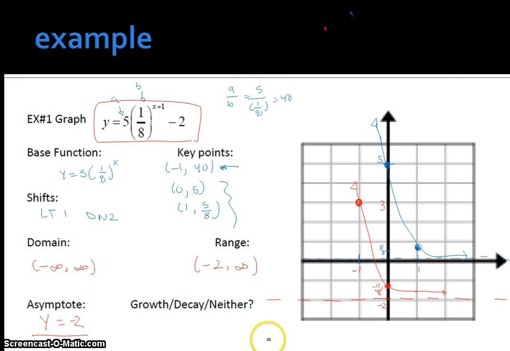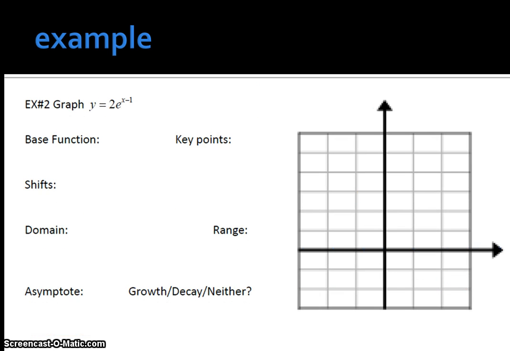And is this growth, decay, or neither? So for growth, decay, neither, you look at your a and b. So my a is bigger than 0. My b is bigger than 0 and less than 1. So that is decay. Okay, so decay always looks like this. Going from left to right, it's decreasing. Okay, let's go on to example number 2.